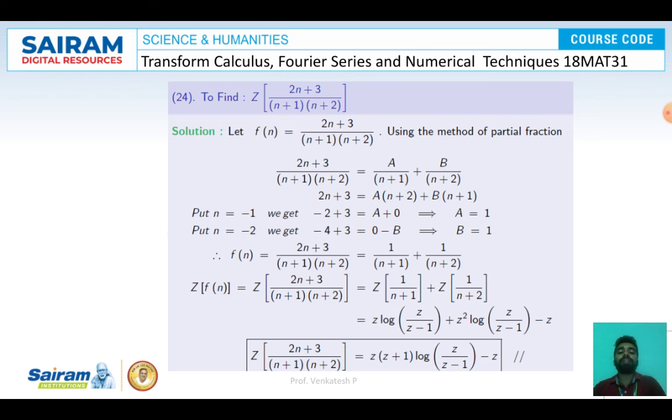So applying z transforms now, we got the z transform of f(n) equal to the z transform of 1/(n+1) plus the z transform of 1/(n+2). This is nothing but z log(z/(z−1)) plus z² log(z/(z−1)) minus z. On simplifying this further, we get the z transform of (2n+3)/((n+1)(n+2)) equal to (z+1) log(z/(z−1)) minus z, which is the required solution.